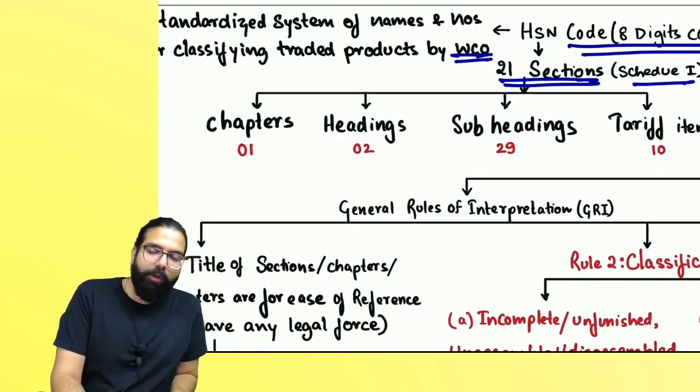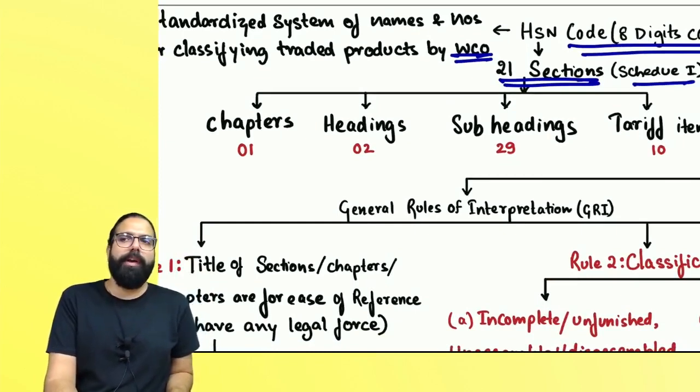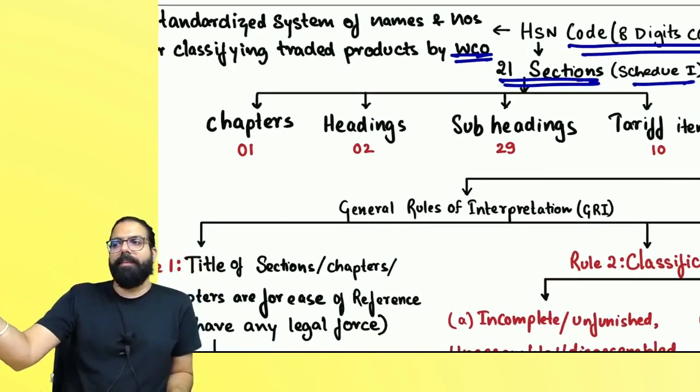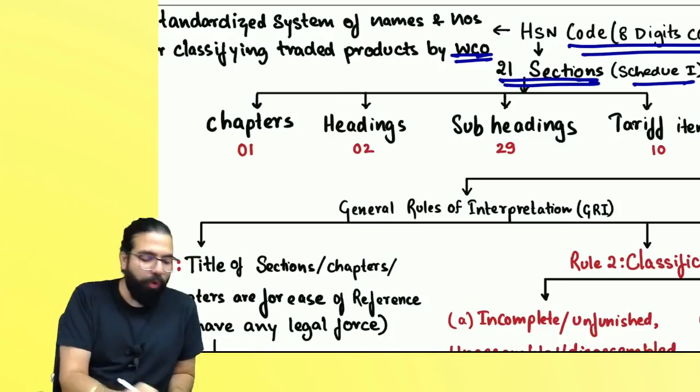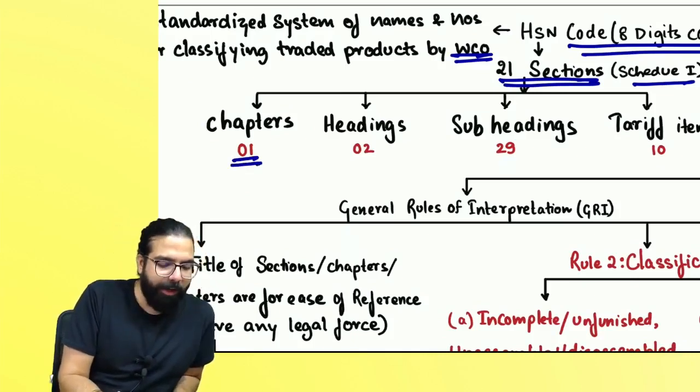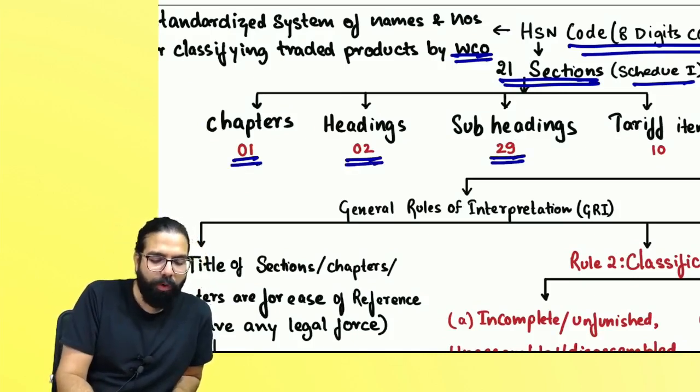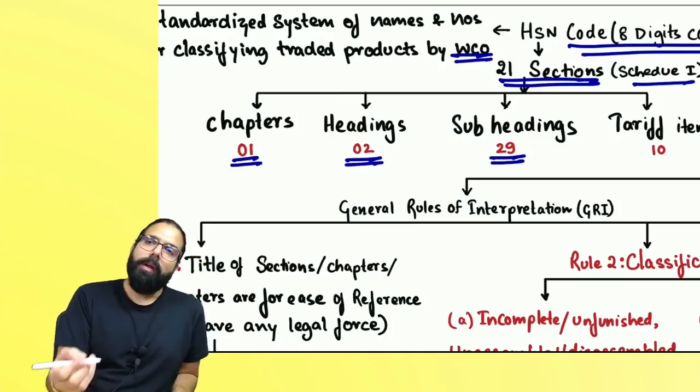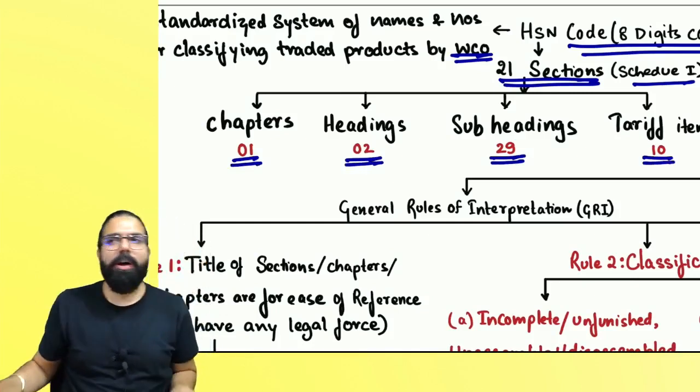So I am talking about schedule 1. Schedule 1 we have how many sections, everyone? 21 section. Now when we read the HSN code is 8 digit. The first two codes are your chapter number, the second two are your heading, the third two are your subheading, and the last two digits are your tariff item.